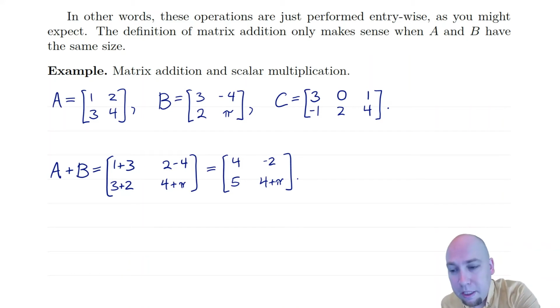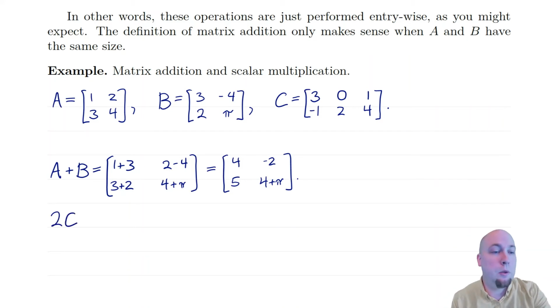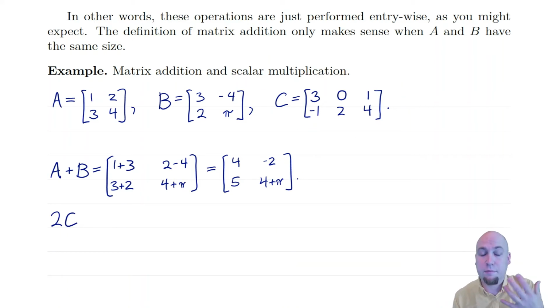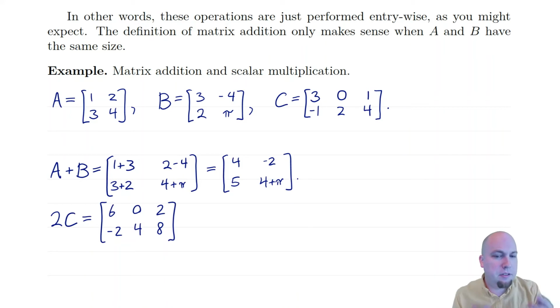Scalar multiplication is very similar. If I want to take this matrix C and multiply it by 2, so do the scalar multiplication with the number 2, the way you do that is you just do it entry-wise. Multiply every single entry of C by 2. So nothing fancy or surprising happens.